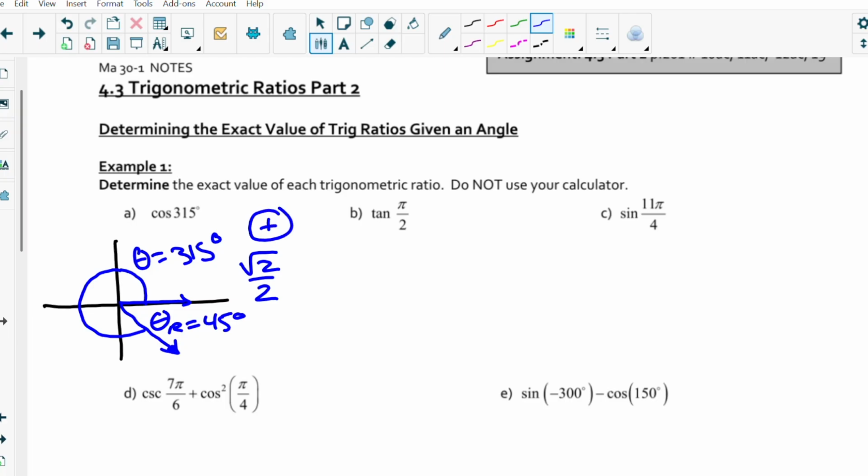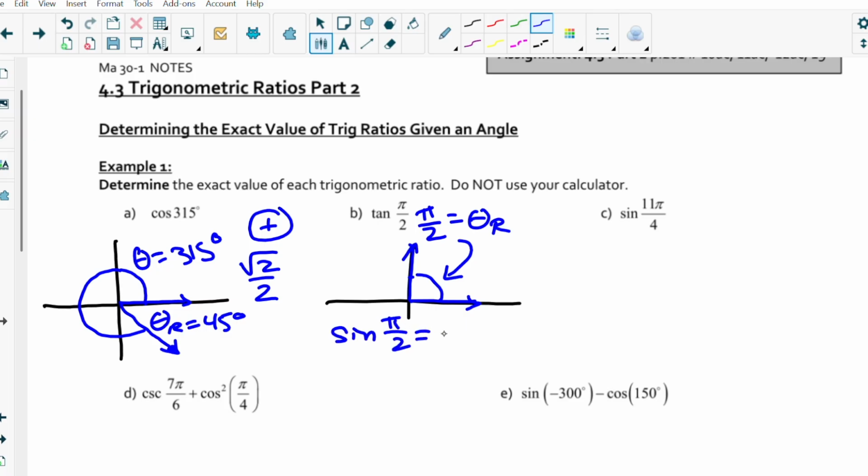Okay, tangent of pi over 2. So I start here, initial arm, I sweep all the way up. There's pi over 2 radians. That's also my reference angle. What is tangent of pi over 2? What is that ratio? Well, let's take a look at it in terms of sine of pi over 2. That is 1. What's the cosine of pi over 2? That is equal to 0. 1 divided by 0, that's undefined. So tangent of pi over 2 is undefined.